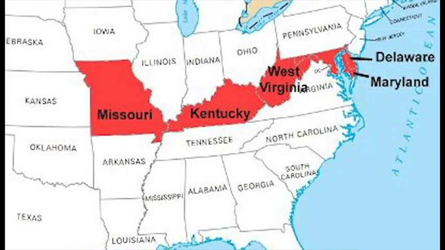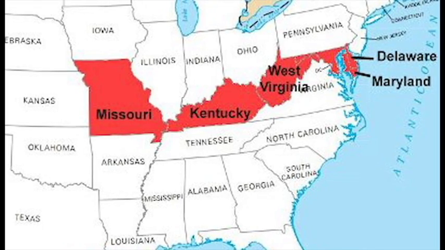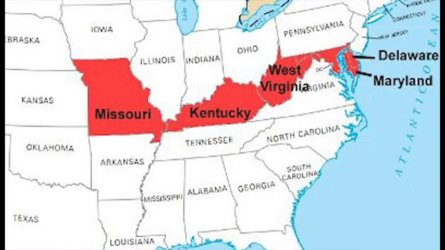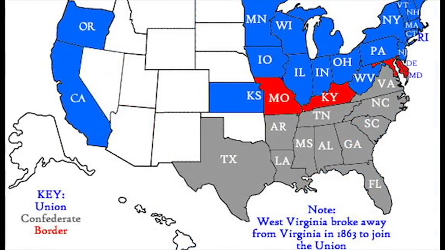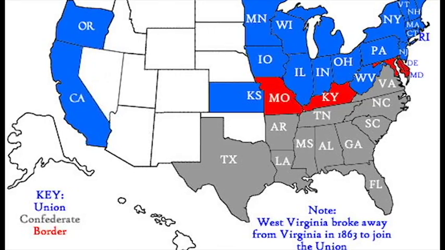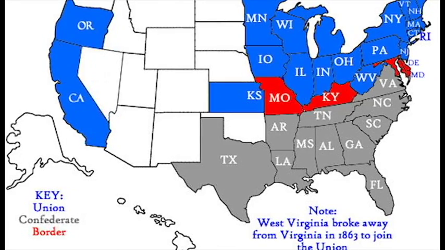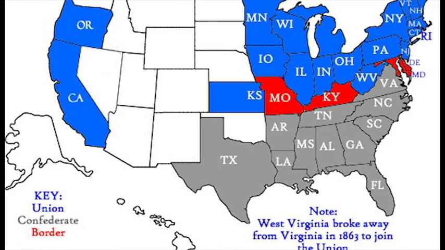The Union's objective at the start of the war was to maintain Maryland, Delaware, Kentucky, and Missouri as best as they could. In doing so, they would produce a buffer between the Confederacy and Washington, D.C., and also further weaken the Confederacy by limiting the number of states that would join them.